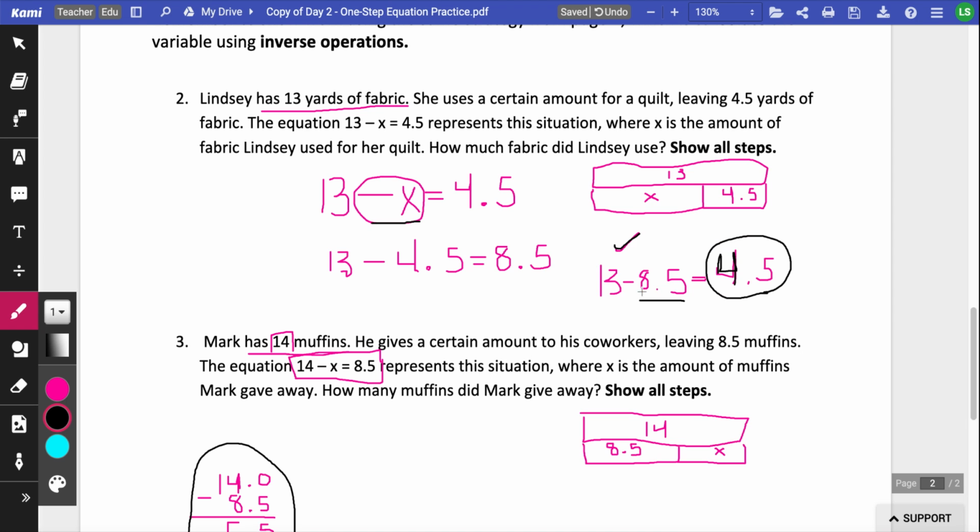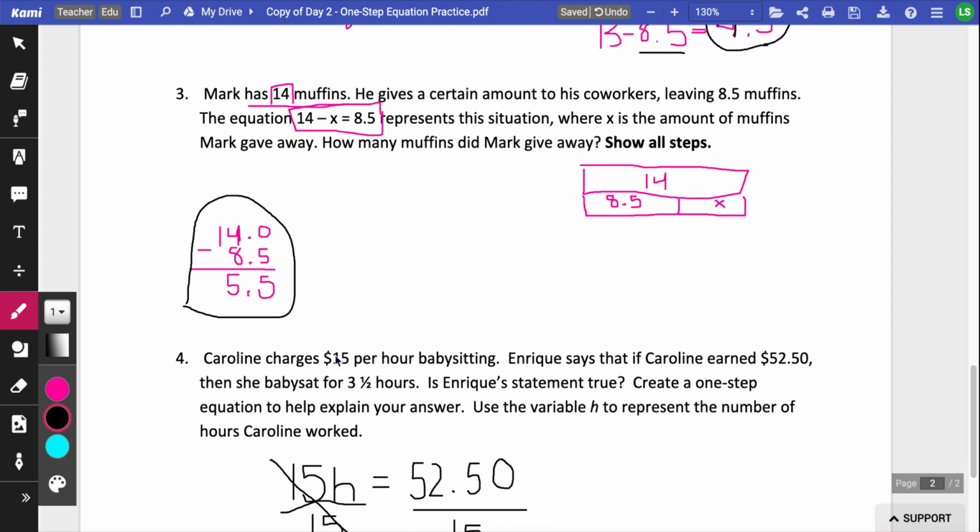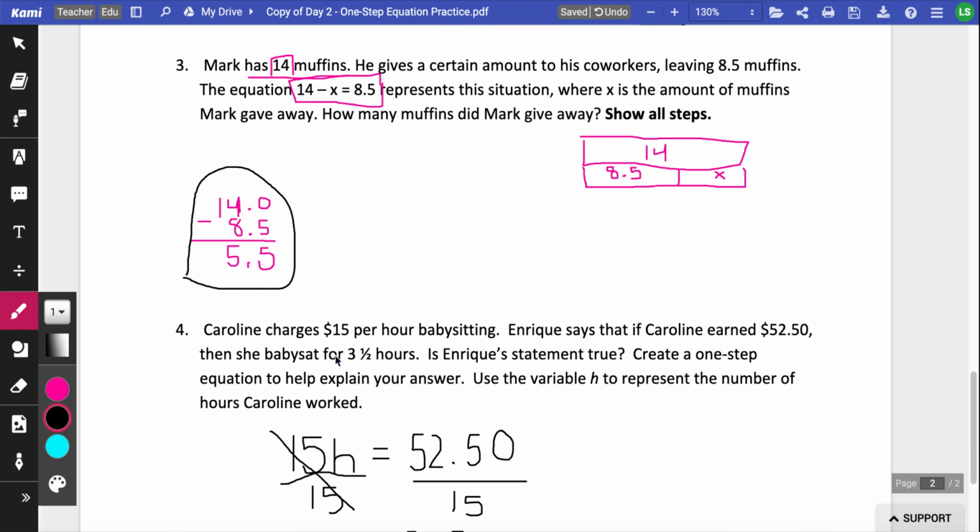Okay. Now 3 was very similar. In 3, we're talking about muffins. So if Mark has 14 muffins, that's what he has in all. He gives a certain amount to his coworkers, so this is how many he gives away. And he's left with 8.5. So again, what he's given away and what he has left should equal the 14 that he started with. So I knew that 14 take away 8.5 meant that he gave away 5.5 muffins.